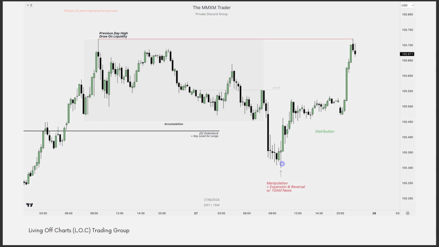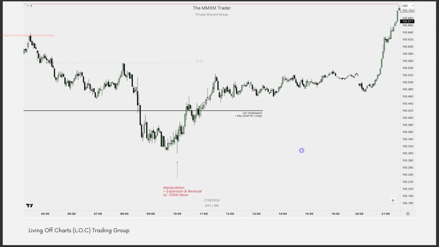So the distribution phase that comes from that 10 a.m. news is that reversal after that manipulation phase, right? So keep an eye on those consolidation areas, an eye on the expansion areas, and identify, is this actually an expansion or a retracement, right? Now we're diving a little bit deeper into the 3-minute time frame, and we actually called this price move up, right, as explained in the DXY video as well. 10 a.m. news causes a reversal into a key level.